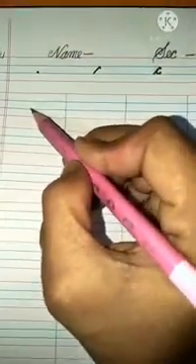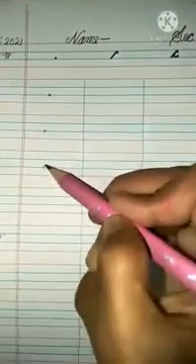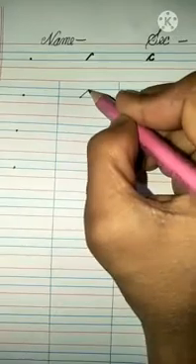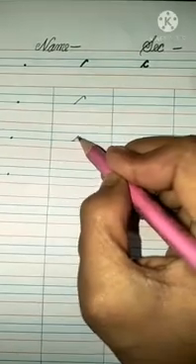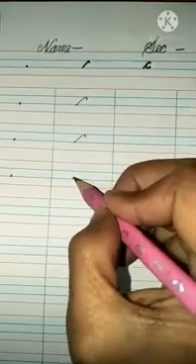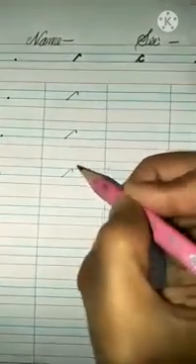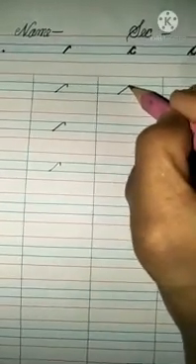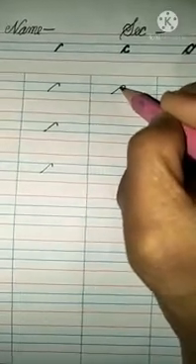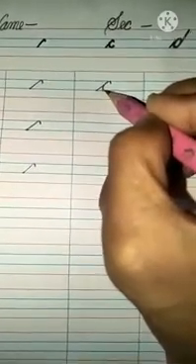Put a dot on the third line. Slant line up, touch the second line and make a little curve. Put a dot on the third line, slant line up, touch the second line, make a little curve, come back with the same line, touch the third line and go little up like C.